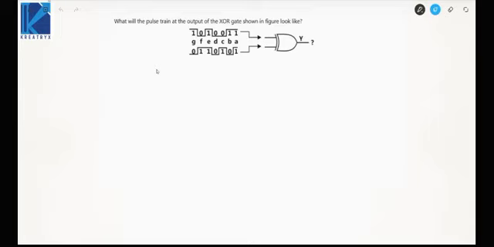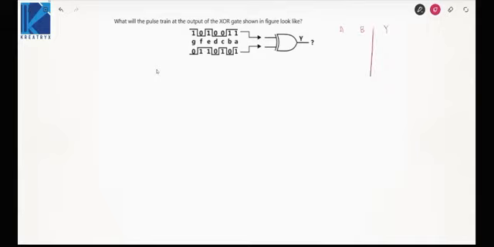Next question, what will the pulse train at the output of the XOR gate look like? What we have done is apply a train of input at both inputs: 1 0 1 0 0 1 1 and 0 1 1 0 1 0 1. And we know the truth table of the XOR gate is how?